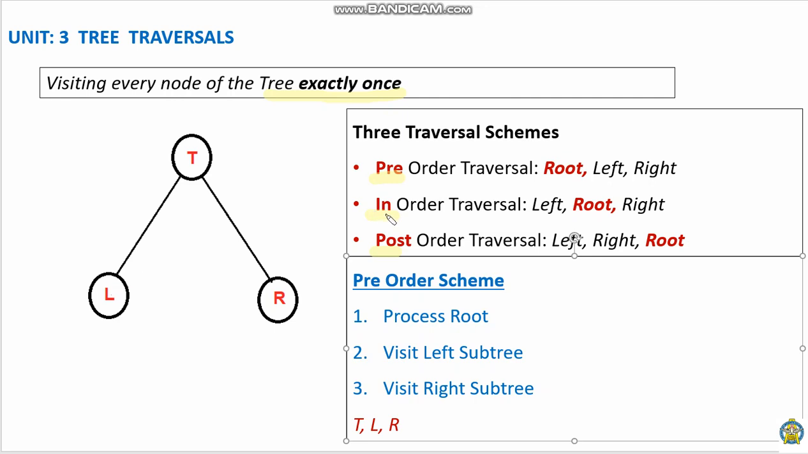In order, in tells it is between, in between or in the middle. So who gets preference? Left. Then follows root and right. Post, that tells that the position of the root is last. So who gets preference? Left and right, then root. So those are the three traversals.